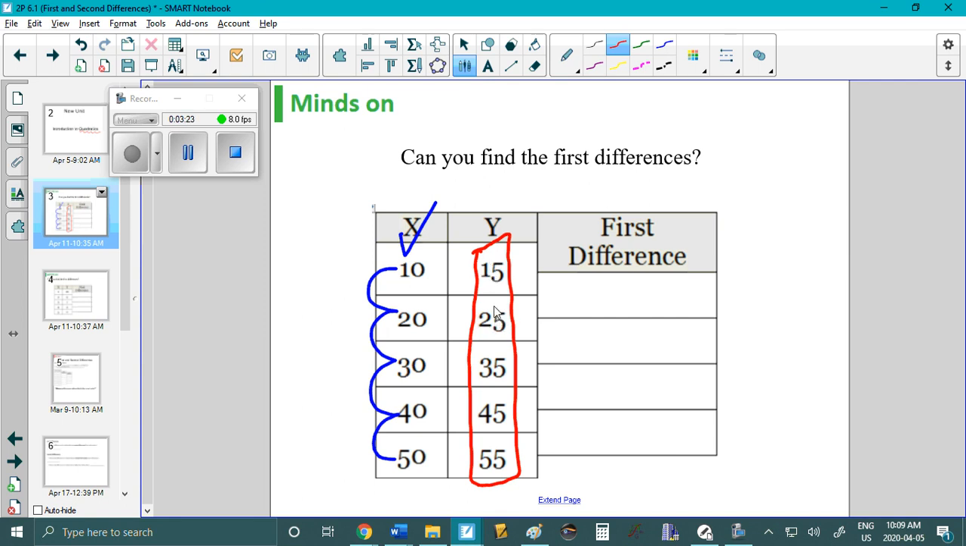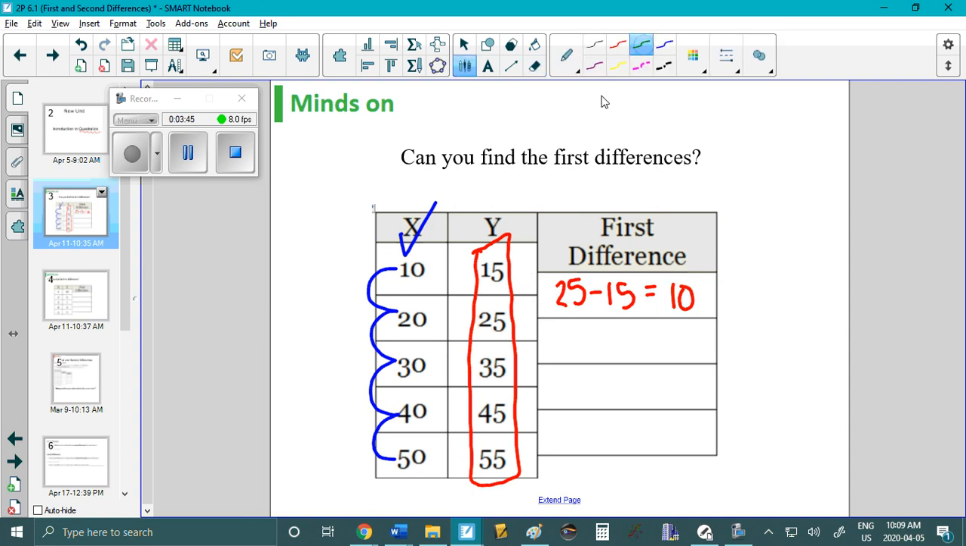Now, a lot of you can probably say, oh, you go up by 10, which is true, but what you can also do is get the first differences. It would be 25 minus 15. So what I did is I took the bottom number and subtracted the number above it, and I got 10. And I don't like that first equal sign. I'm going to get rid of that.